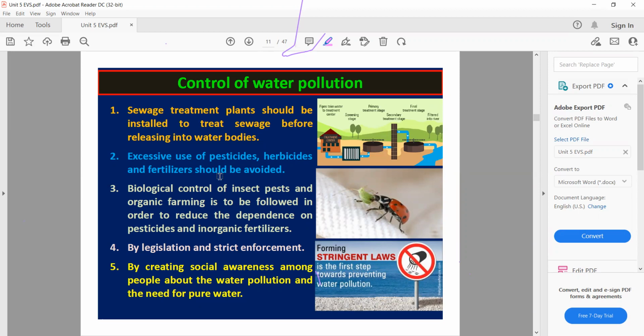And there should be enforcement of laws to do these. People are afraid of laws because they bring punishments. If you tell something lightly, politely, nobody feels like listening to it. But if it is said that if you don't do it, you will be in jail, behind the bars, that time people will give it a second thought. So by legislation and strict enforcement, and by creating social awareness among people about water pollution and the need for pure water.